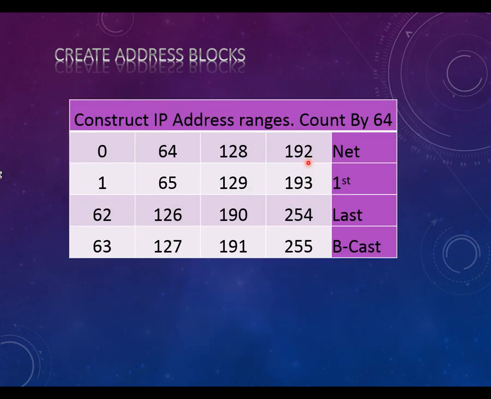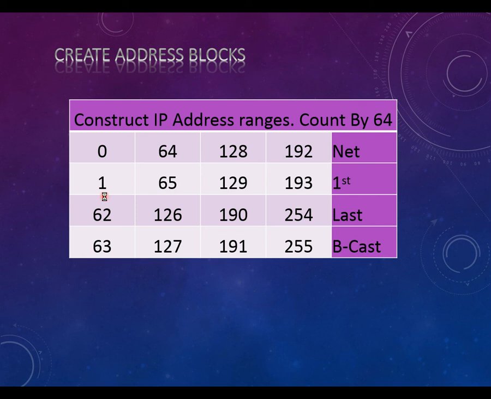Here we have 0, 64, 128, 192. And then we subtract 1 and put it into the next column. Again, we do the same thing with the 128. Subtract 1, put that into the next column, so that's 127. We go to 64. Subtract 1, put that into the next column. That is 63. And then we fill in our first and last usable addresses, and there we go.